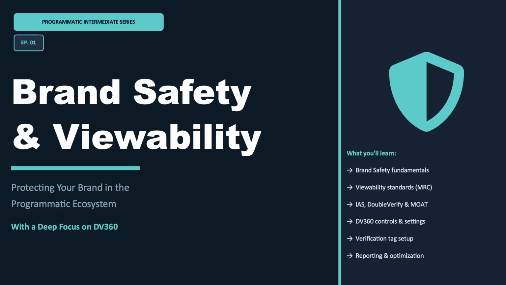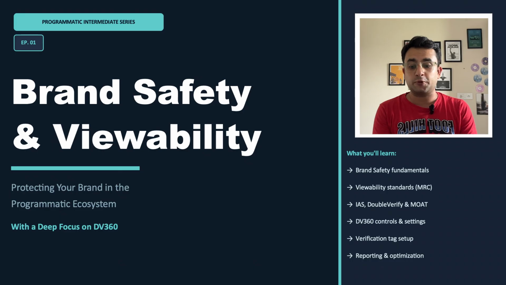Today we are starting with our intermediate programmatic series. We will be talking about how optimizations, brand safety, reporting and such things are done in DV360 and other programmatic DSPs. We are starting with our first video, which is brand safety and viewability, how to protect your brand in the programmatic ecosystem, with a deep focus majorly on DV360.